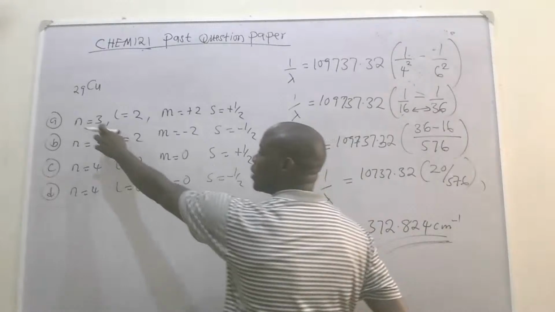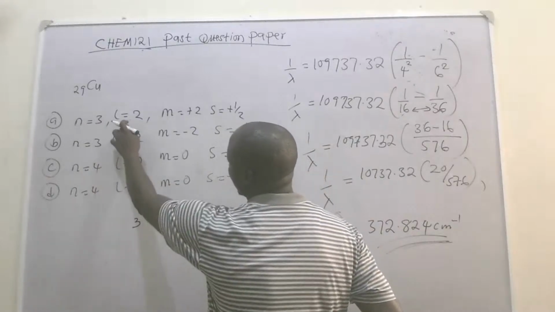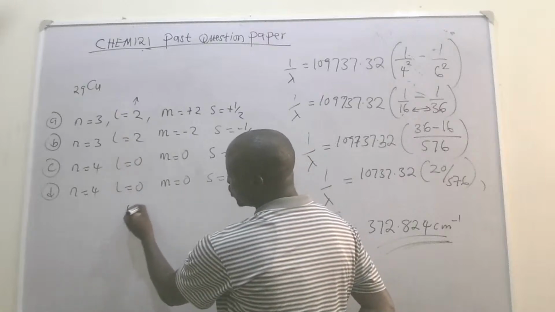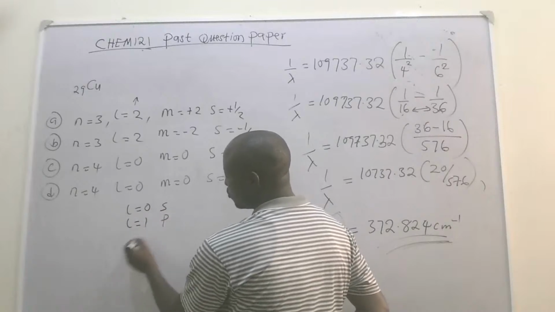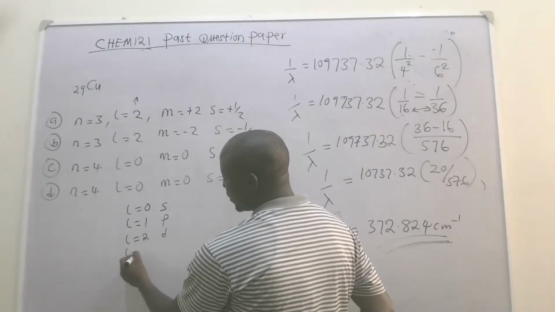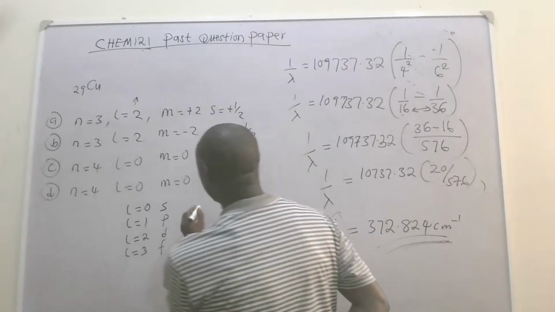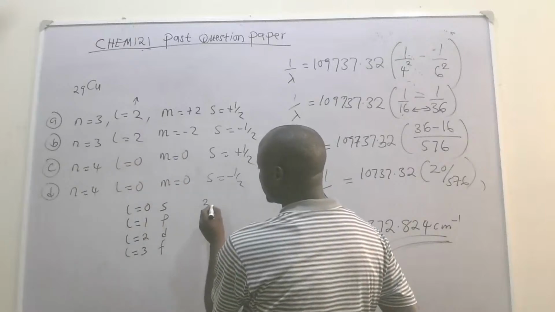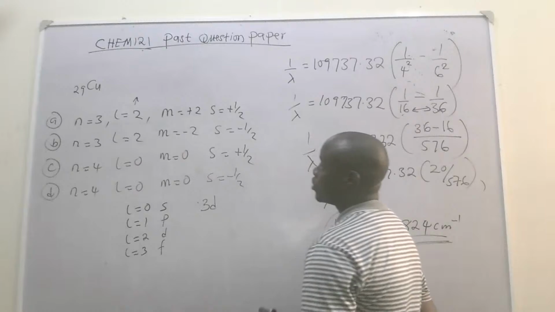Okay. So you know that when we say n is 3, it means that the energy level is 3 and l is 2. Remember the last time I told you, when you have l equals 0, it means you have s orbital. When l equals 1, you have p orbital. When l is equal to 2, you have d orbital. When l equals 3, you have f orbital. So for the first option, we have n equals 3 and l equals 2, so it means we have 3d. And then we have m equals plus 2.